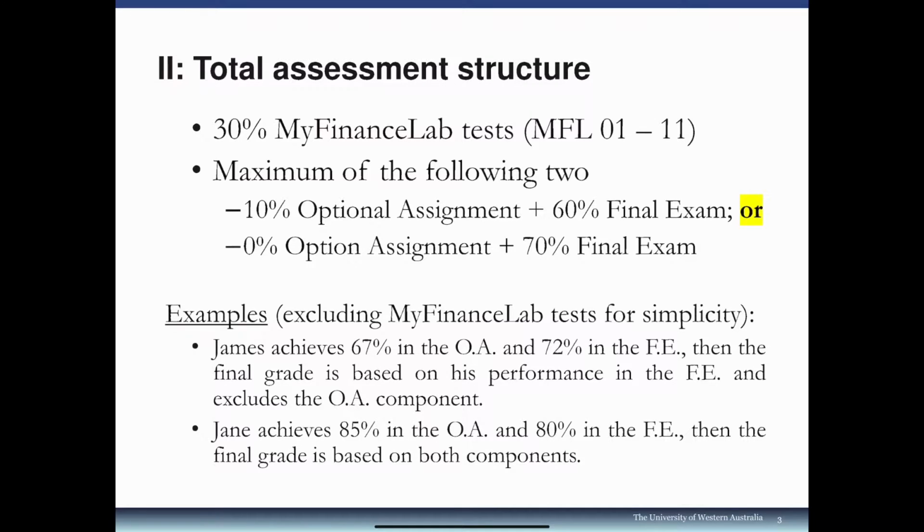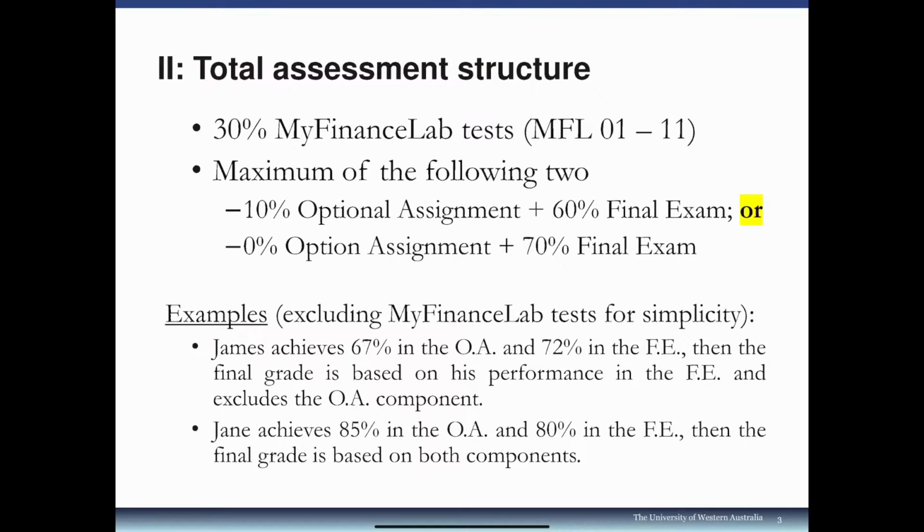In comparison, Jane achieves 85% in the optional assignment and 80% in the final exam. Then the final grade is going to be based on both components, where 10% comes from the 85% of the OA and 60% comes from the 80% in the final exam. All right, hopefully that example clarifies the point.